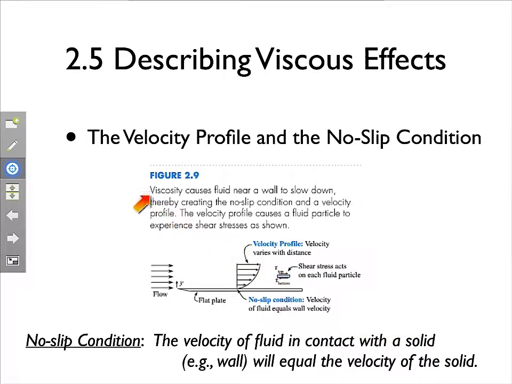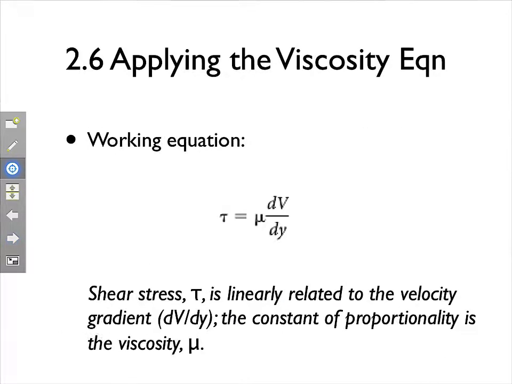So the viscosity causes the fluid near a wall to slow down, thereby creating the no-slip condition and the velocity profile. And the velocity profile causes a fluid particle to experience the shear stress, as we saw before. We're going to have the shear stress being in one direction on top of the parcel and in the other. But basically, these are kind of relative. It's kind of spinning or shearing the parcel. So our working equation here is that if we rearrange this equation that we saw before, the shear stress is going to equal the viscosity times the rate of shear strain.